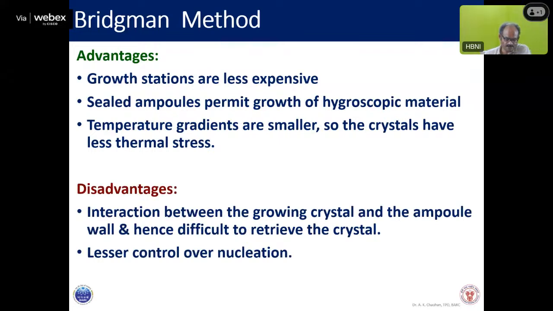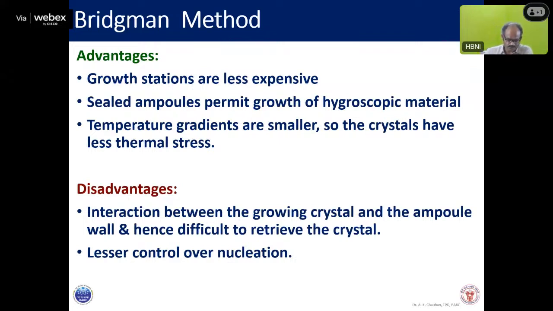And disadvantages: interaction between the growing crystal and the crucible wall, and hence it is difficult to retrieve the crystal. Sometimes, not always. If there is an interaction, you can say the crystal is sticking to the crucible wall, then it is difficult. There are some materials which don't stick; they can be grown easily.